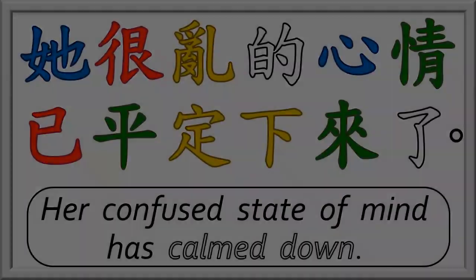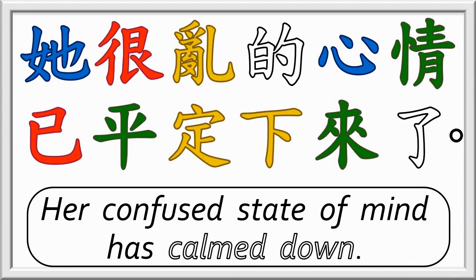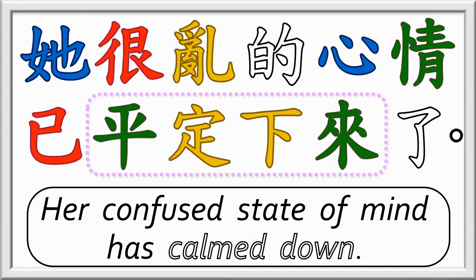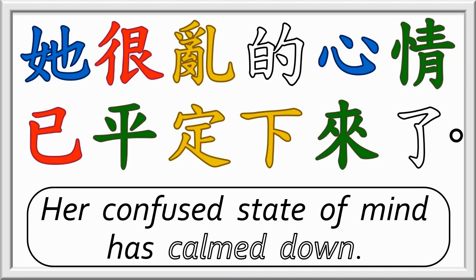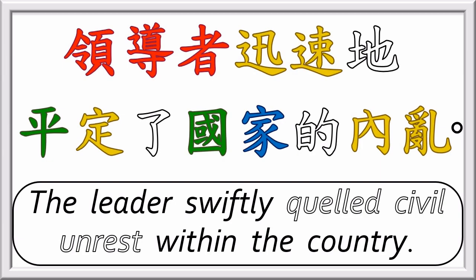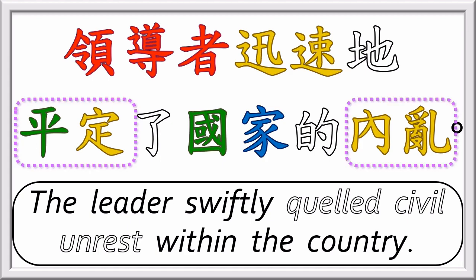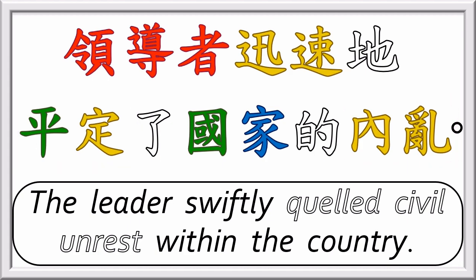When a confused situation has settled down, or a rebellion has been quelled, the phrase to use is 平定。他很乱的心情已平定下来了。Her confused state of mind has calmed down. 领导者迅速地平定了国家的内乱。The leader swiftly quelled civil unrest within the country.